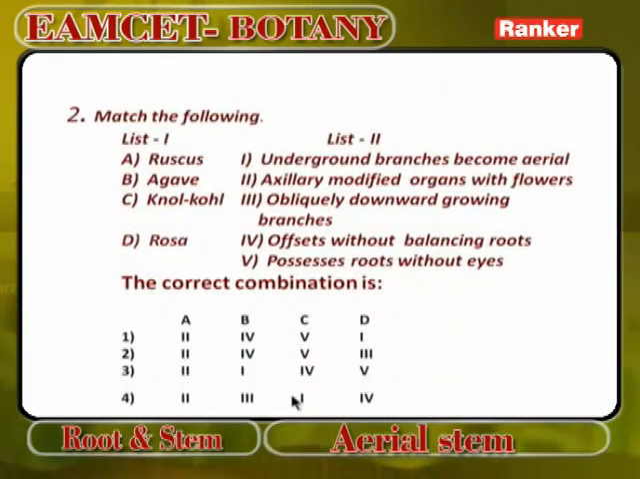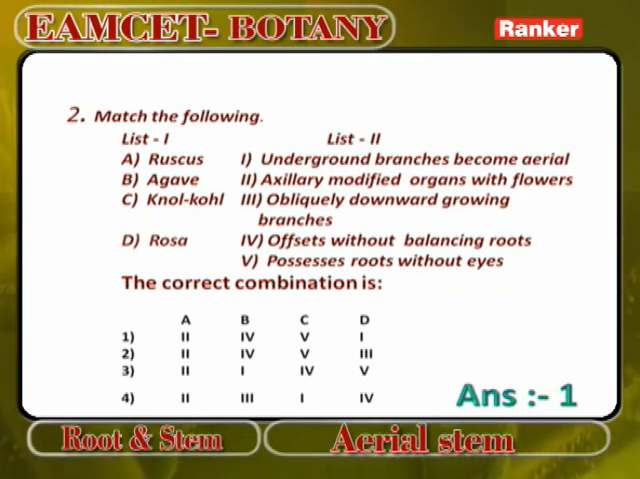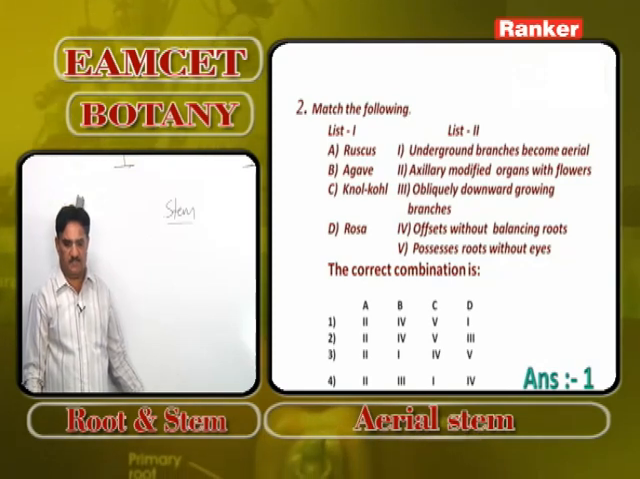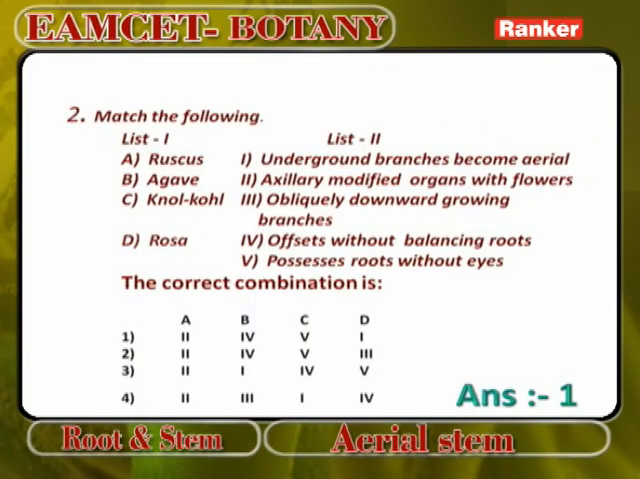Next, matching. Ruscus always shows the first option. The second one: axillary bud modified organs with flowers. Then Agave shows the fourth option, offsets with balancing roots. Then the next shows the fifth option, possesses roots without eyes, and Rosa.